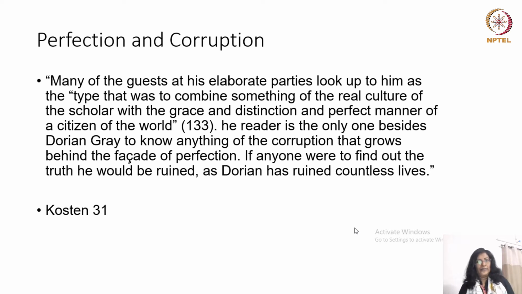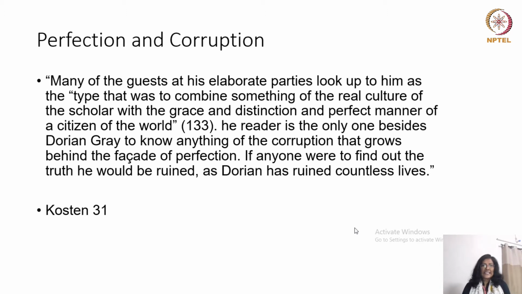The reader is the only one besides Dorian Gray to know anything of the corruption that grows behind the facade of perfection. If anyone were to find out the truth, he would be ruined, as Dorian has ruined countless lives.